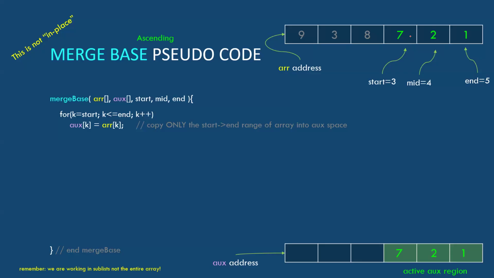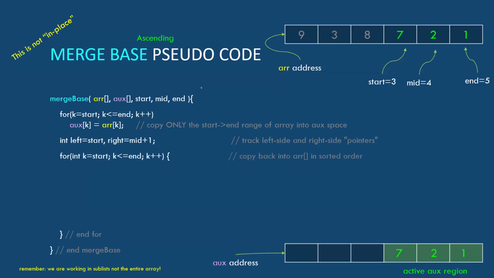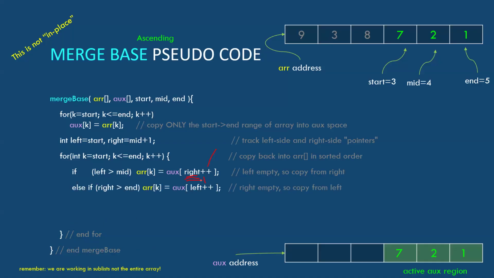We're just saying, between start and end, do that copy, then get your left and right pointers set, and then go through. If left is greater than mid, and this is where the post increment is important, take what's at position right and then increment the pointer after you take the value. It's just a concise way in C++ of changing the pointer after you get its value. Otherwise, get the other one. Get it from the left side and increment that pointer.